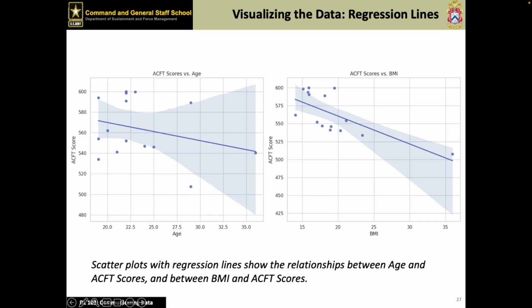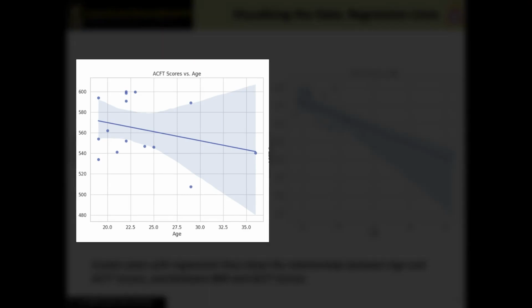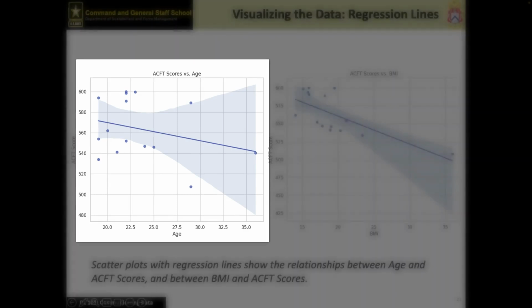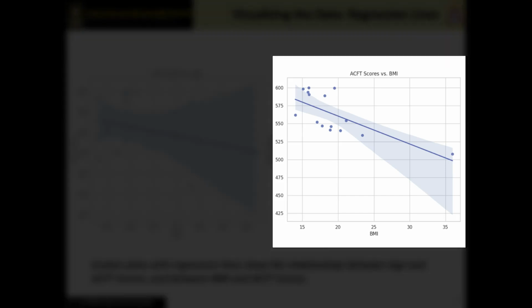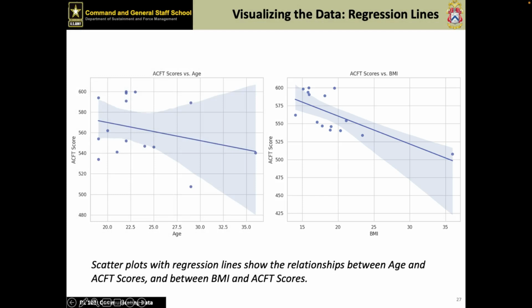Here are two scatter plots with regression lines illustrating relationships between age and ACFT and BMI and ACFT scores. The scatter plots help visualize the negative correlations between age and ACFT scores and BMI and ACFT scores. And this helps us understand the influences on ACFT performance overall.